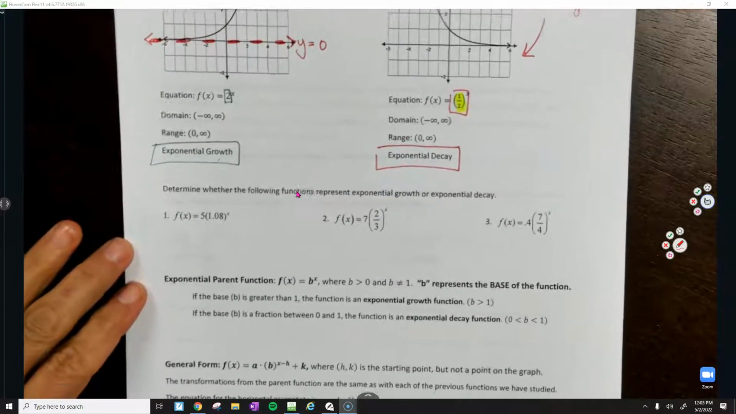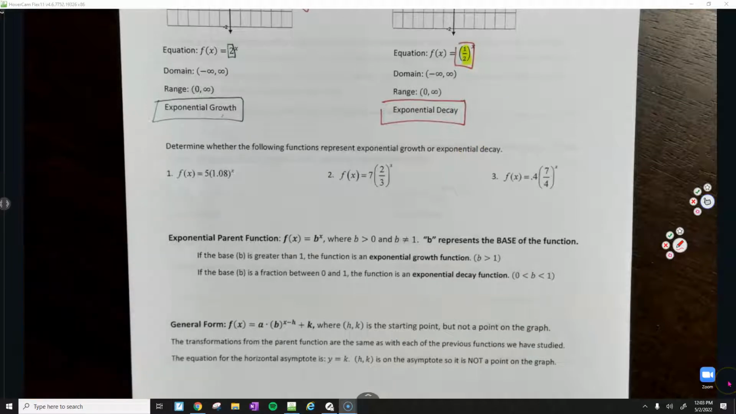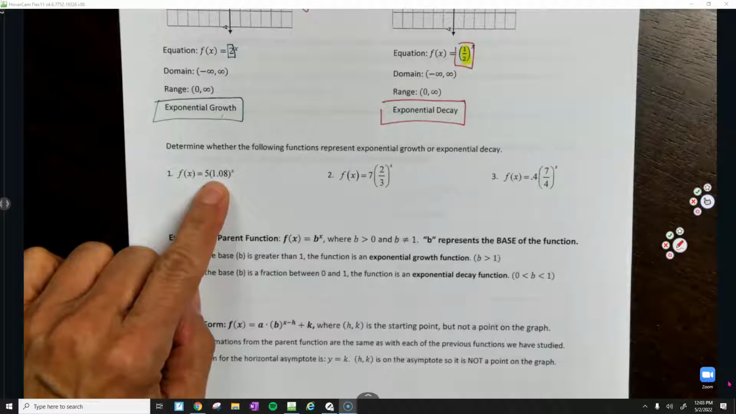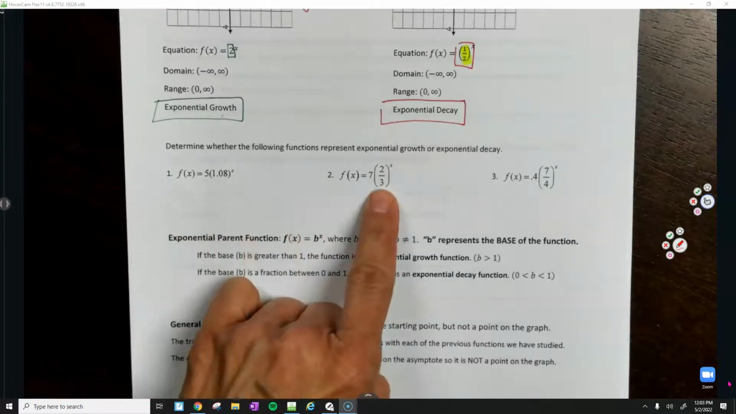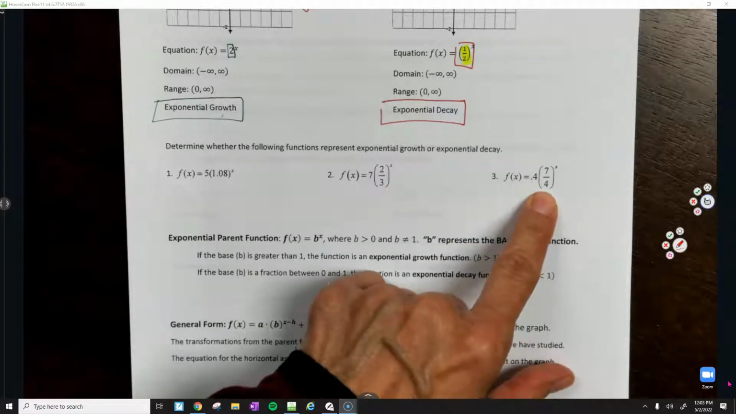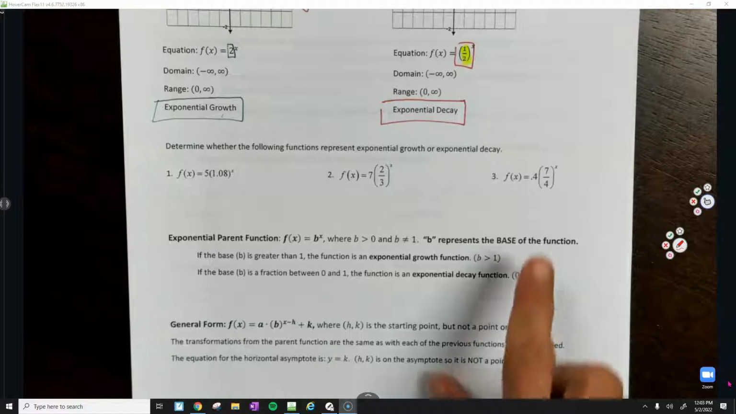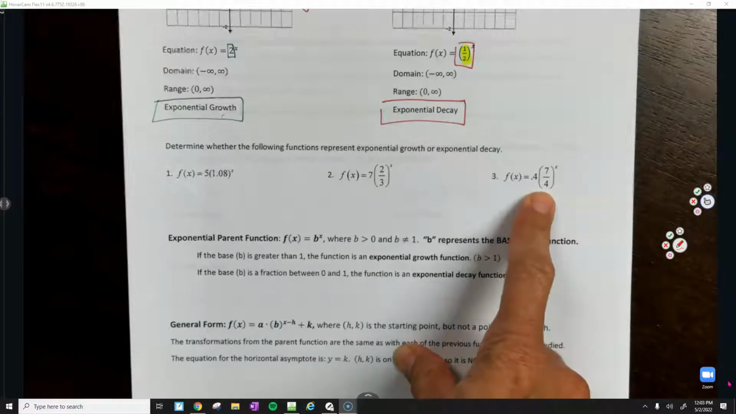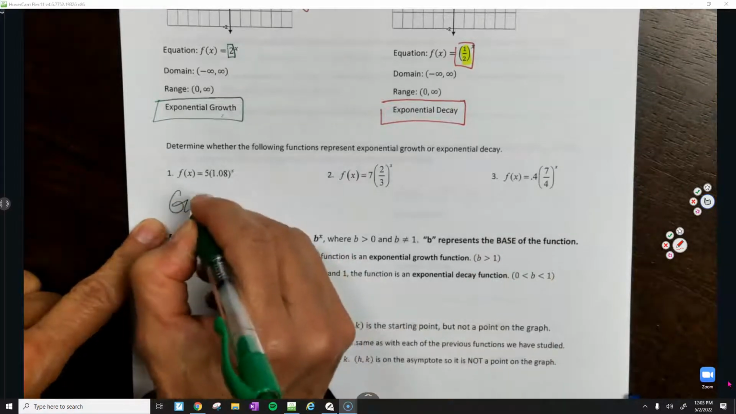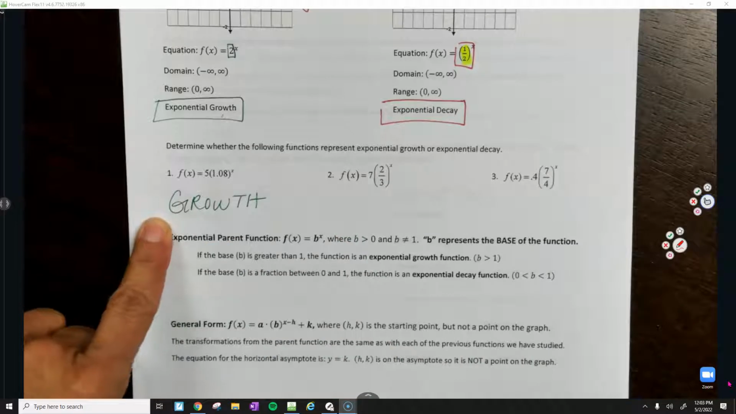So you can also, just like we just mentioned, always tell if it's a growth or a decay based on the base. If the base is greater than 1, it's going to be a growth. If the base is less than 1, it's going to be a decay. Don't just look for fractions, though. 7 over 4 is a fraction, but it's greater than 1. Remember, if you change that to a mixed number, it'd be 1 1/4. So we know for sure that number 1 is a growth because the base is greater than 1.